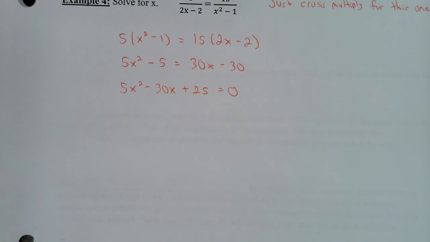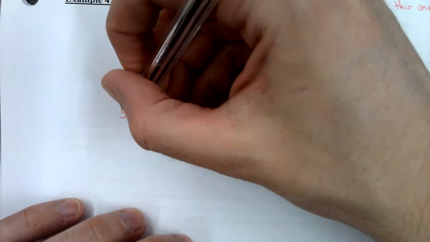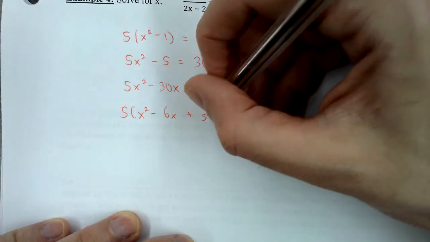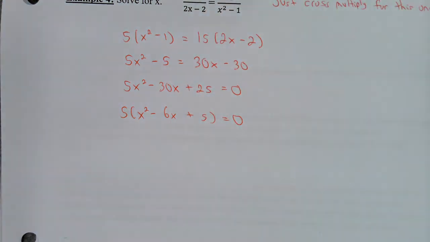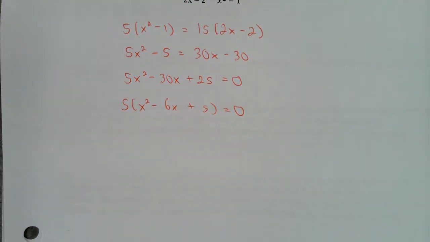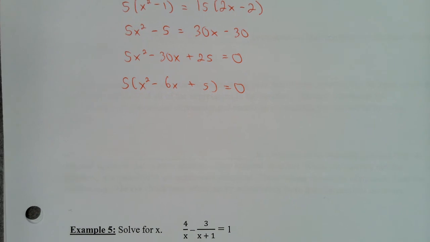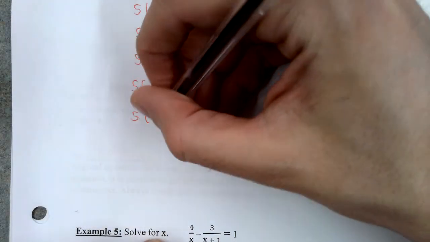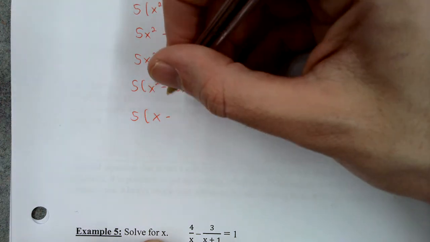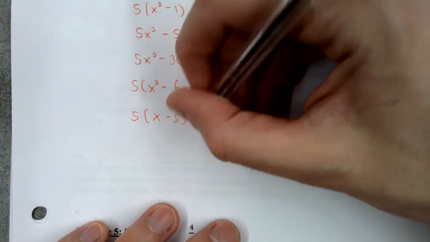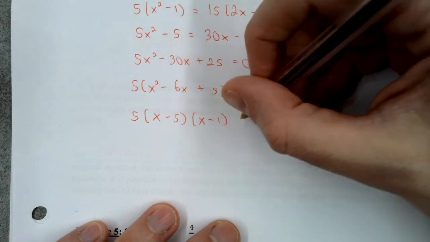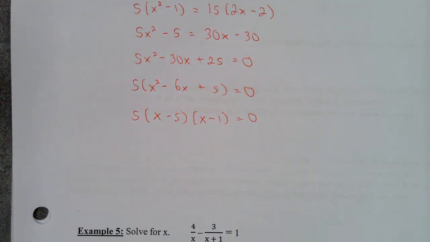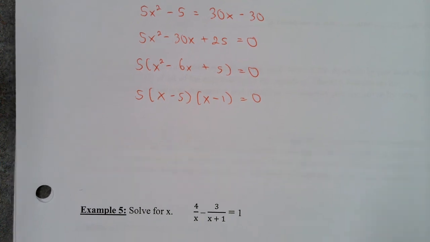GCF of 5. If we factor out the GCF of 5, it leaves you with x squared minus 6x plus 5 equals 0. Now let's factor that. Let's find two numbers that multiply to 5 and add to negative 6. It'll be x minus 5 times x minus 1. Set each factor equal to 0.